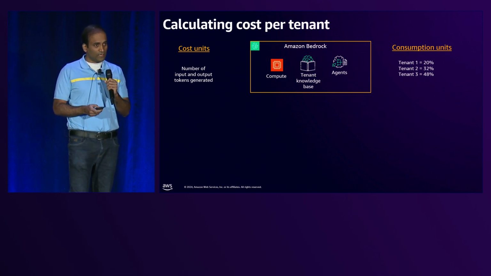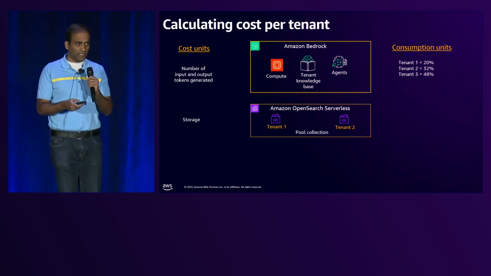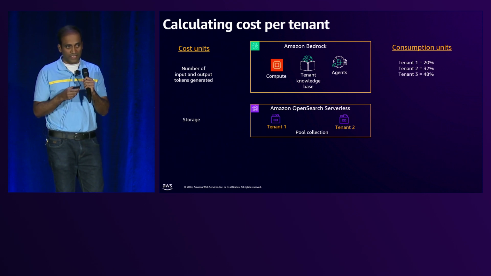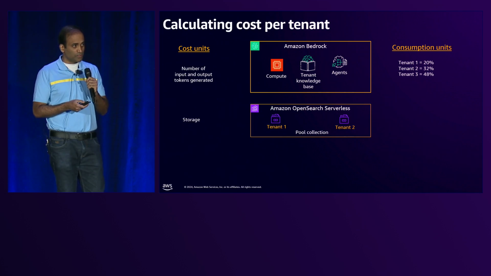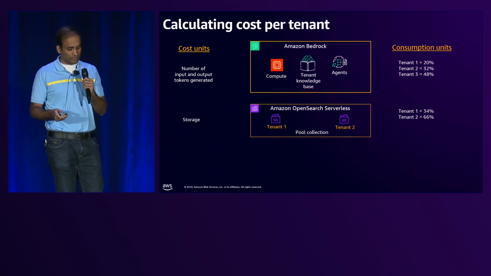The other area where we'll talk about capturing the metrics is the storage. Specifically for the basic tier, as you have seen, we are using a collection which is shared across multiple tenants, creating an index for each of your tenants. I'll walk you through how you could capture the metrics when you're using the shared pool collection, and from that, how you could get the percentage of consumption.